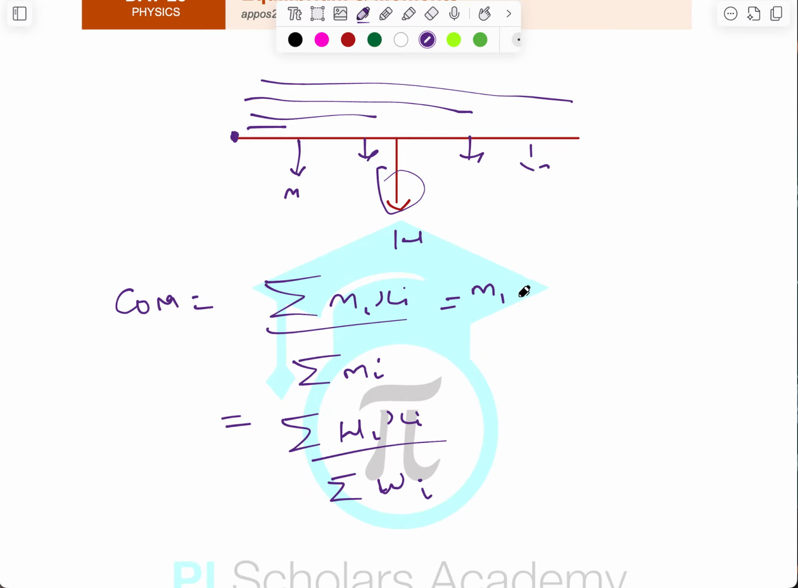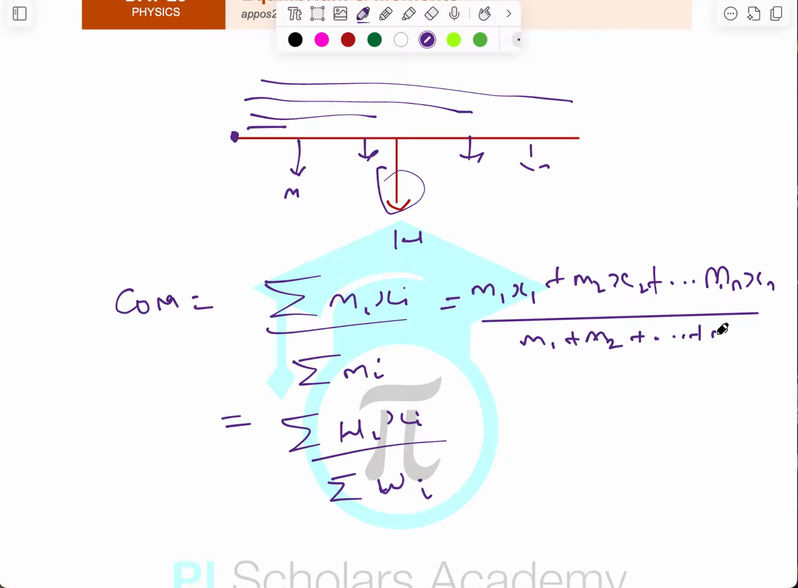So it will be m1 x1, x1 being the distance of that mass from this particular reference position, plus m2 x2, plus until you reach the last one, let's call that mn xn, divided by the summation of all the masses. Now, if you're using weight as well, just change from mass to weight. That is how you find the center of mass.